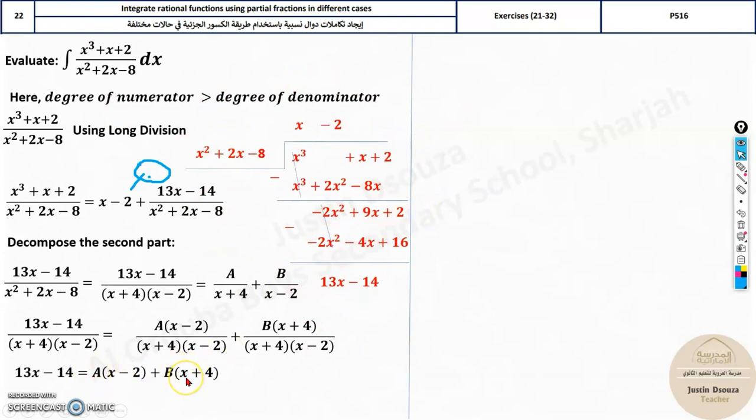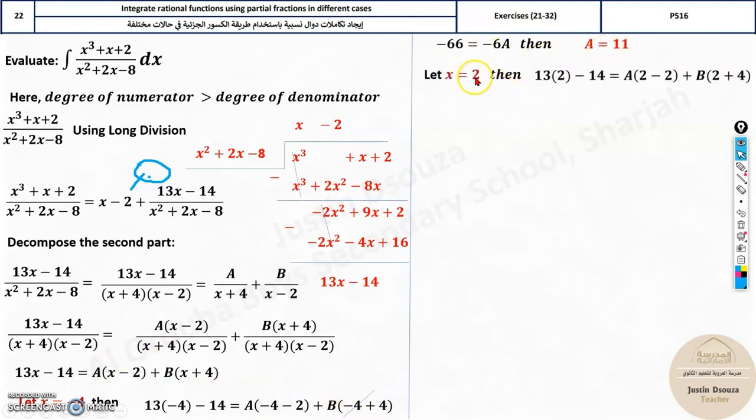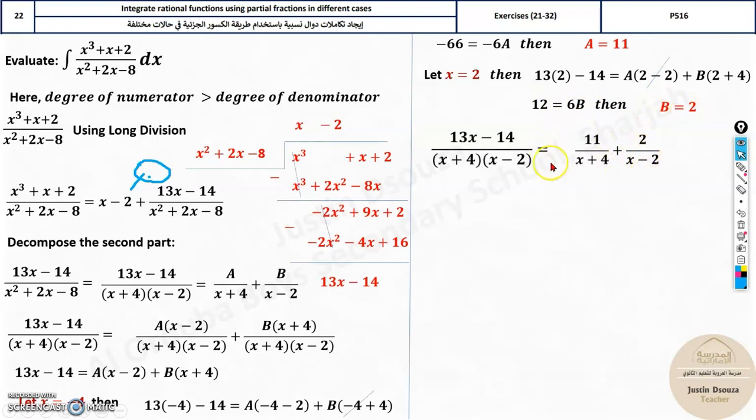Now, once you write this, it's very, very simple because you have equated the top. You need to take x equal to minus 4 and x equal to positive 2. What happens? When you take minus 4, one term dissolves to 0 and you can solve it. A is 11. Then x is equal to 2. Same way, solve it. What's going to happen? 12 equals 6b, b is 2. Now you can substitute the values back.